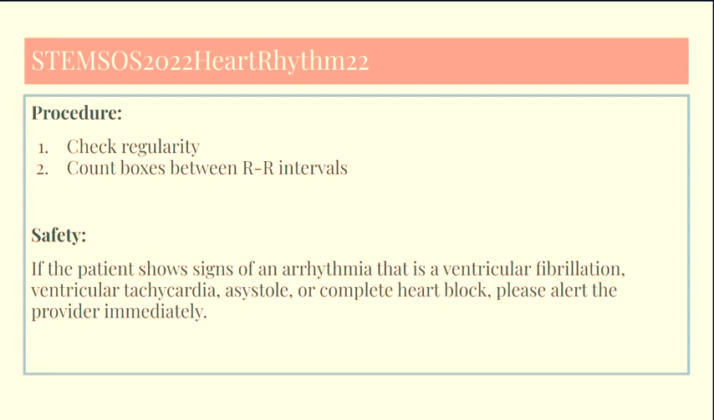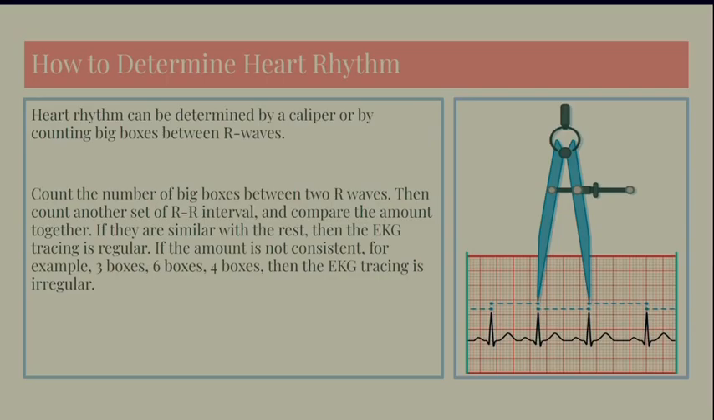Our procedure is number 1, check regularity. And how we do that is count the boxes between RR intervals. Our safety precautions are if the patient shows signs of arrhythmia, that is ventricular fibrillation, ventricular tachycardia, asystole, or complete heart block, please alert the provider immediately.